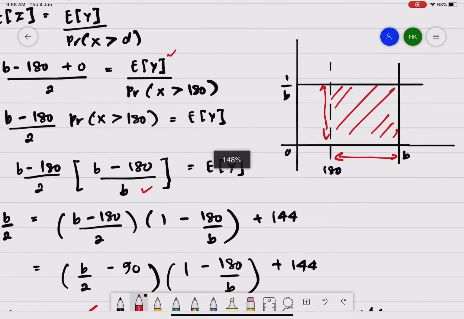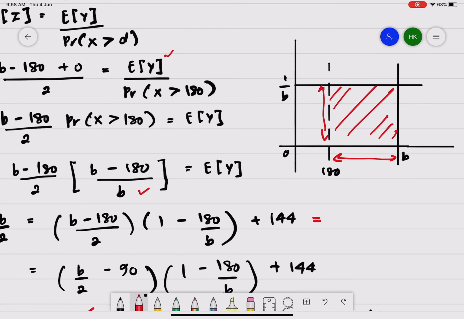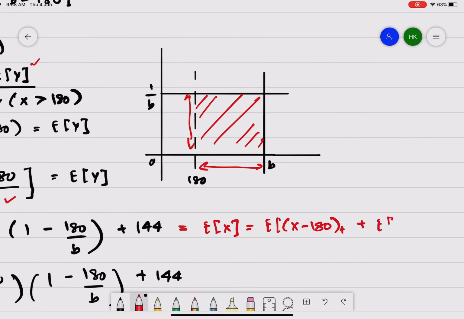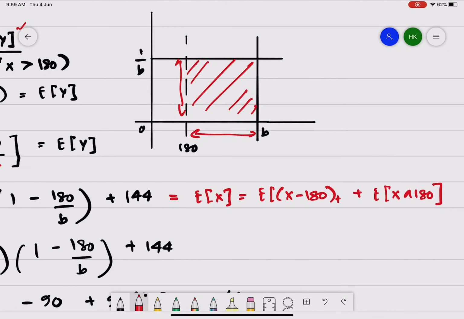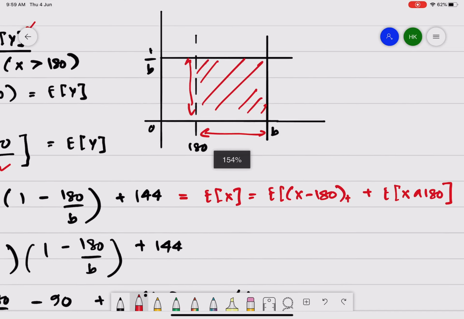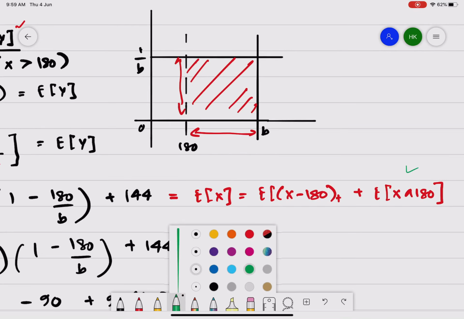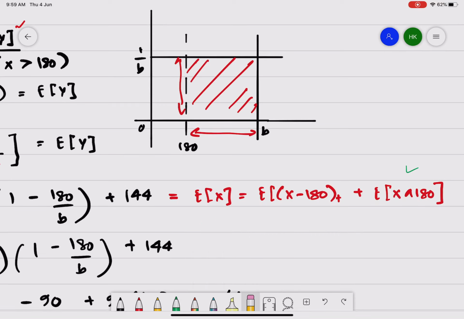So this is basically, I just write that in red pen, the expected value of X, which is equal to expected value of X minus 180 plus the expected value of X at 180. So this is what the expected value of X is defined as. So we already have this, right? This is 144.